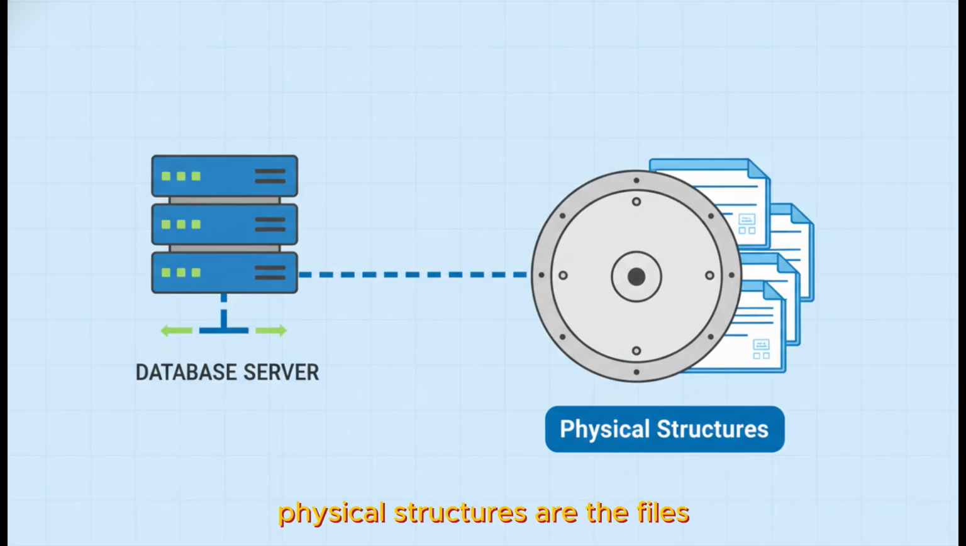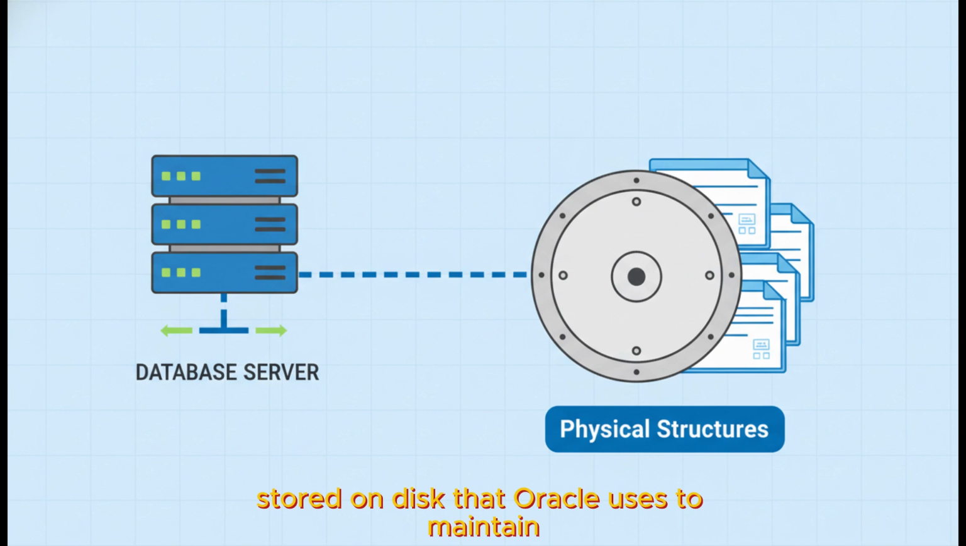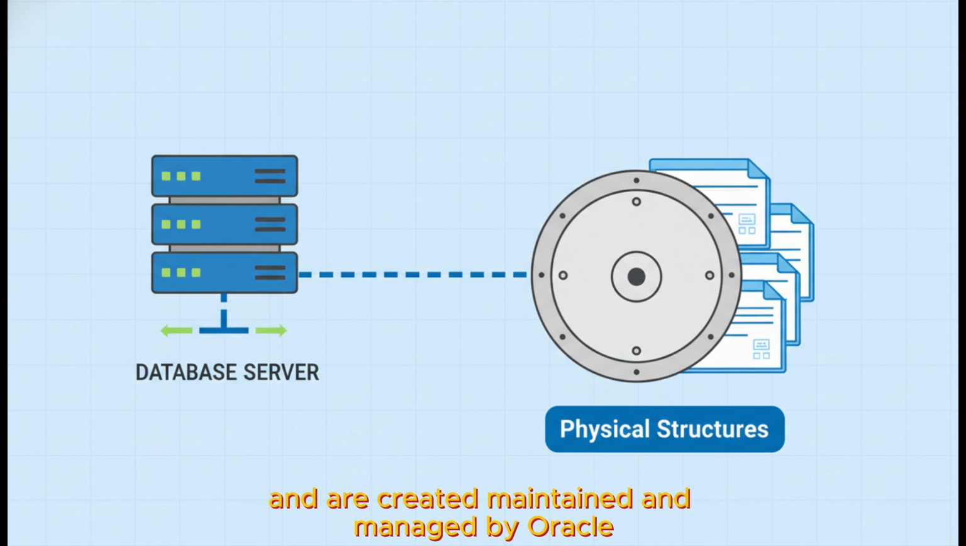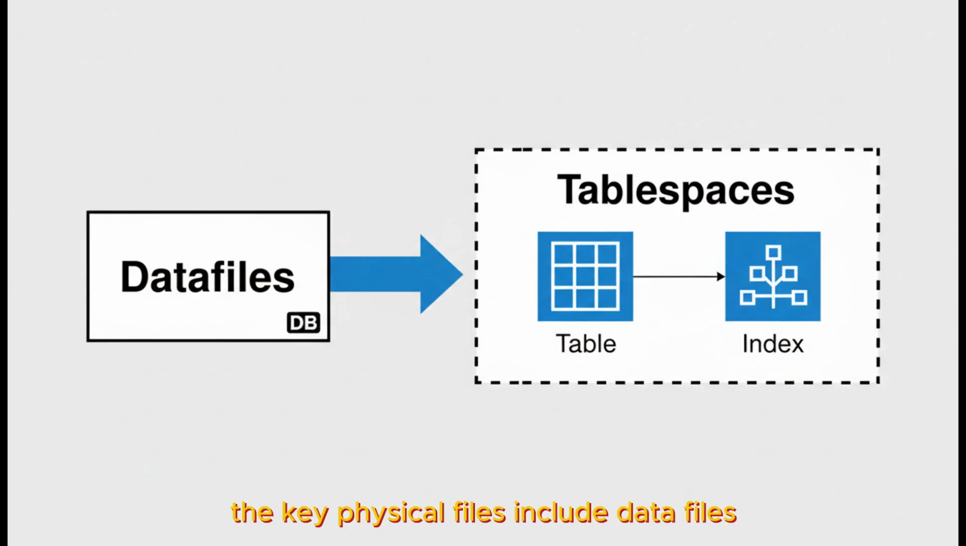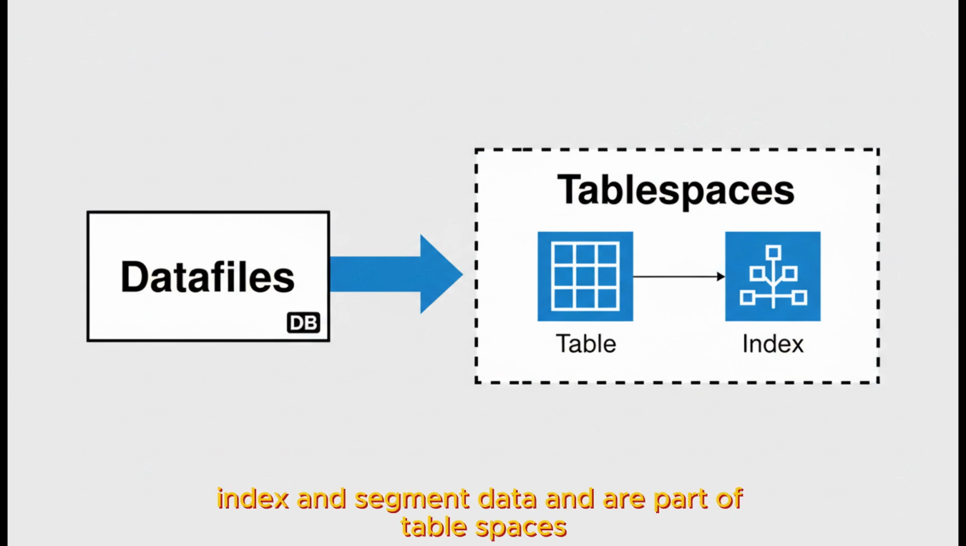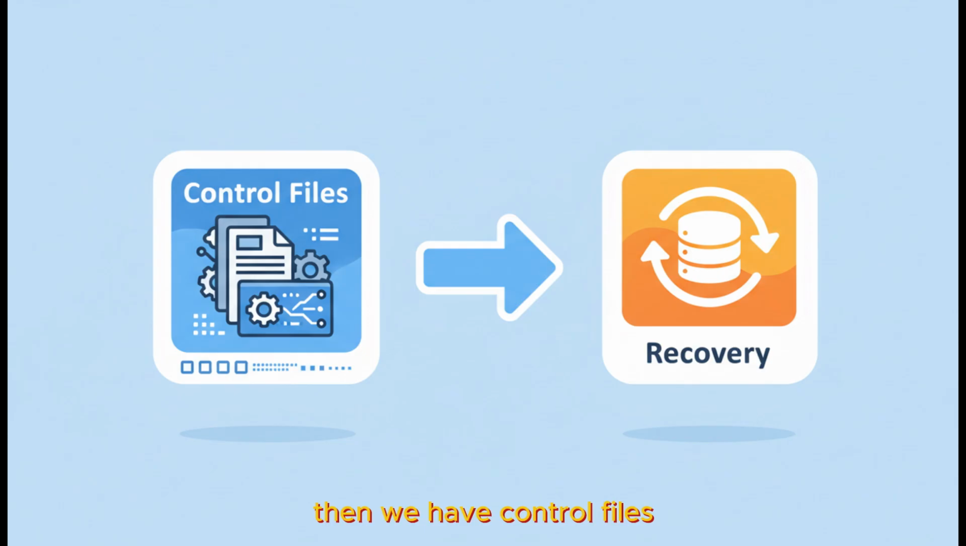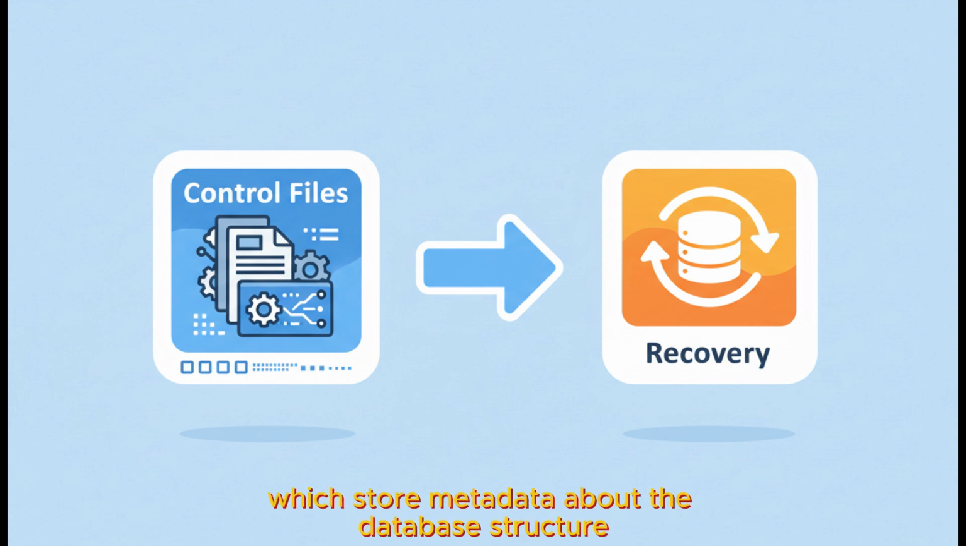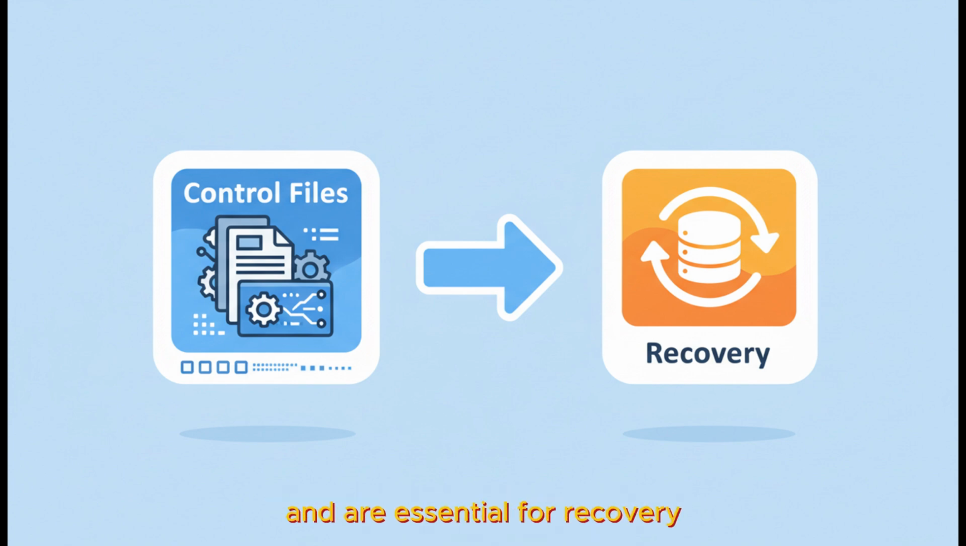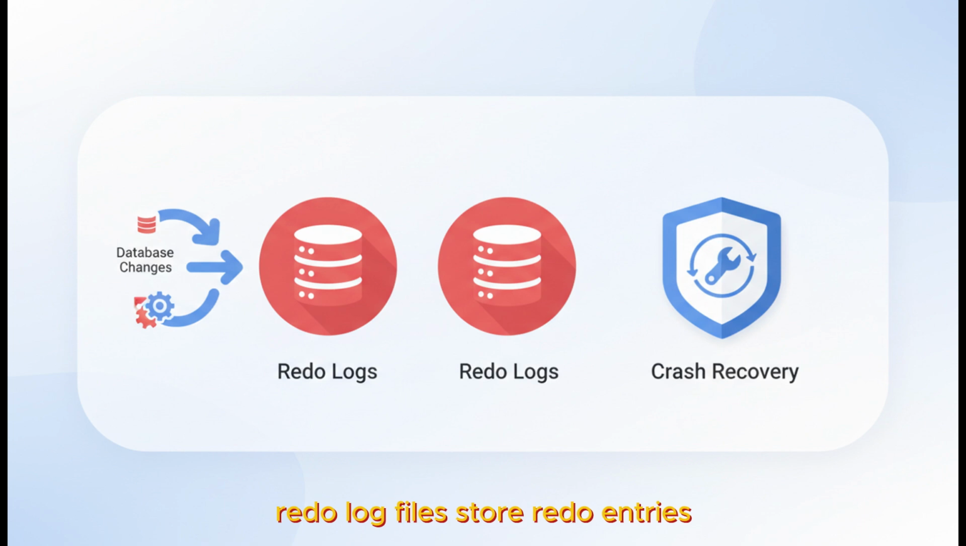Physical structures are the files stored on disk that Oracle uses to maintain the database. These files are visible at the operating system level and are created, maintained, and managed by Oracle. The key physical files include Datafiles, which store the actual table, index, and segment data and are part of Tablespaces. Then we have control files, which store metadata about the database structure and are essential for recovery. Redo log files store redo entries generated by user and system changes and are required for crash recovery.